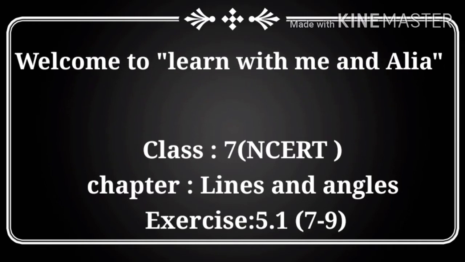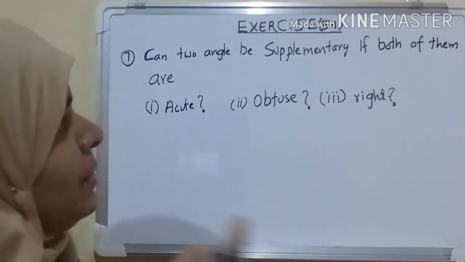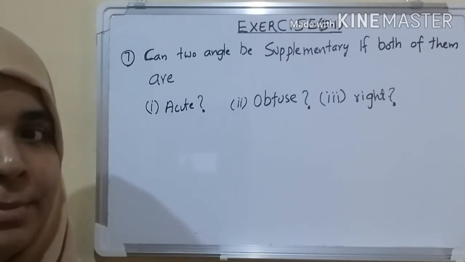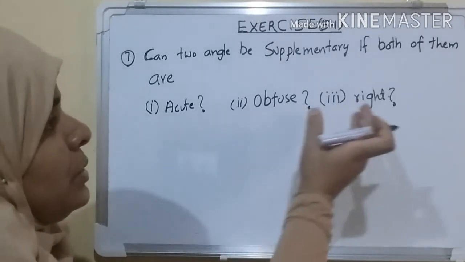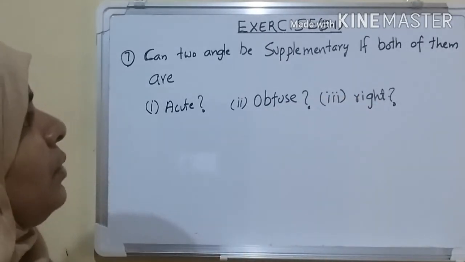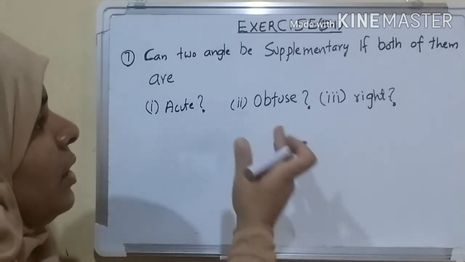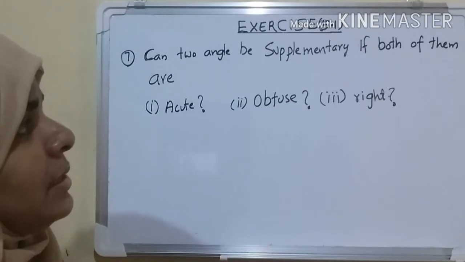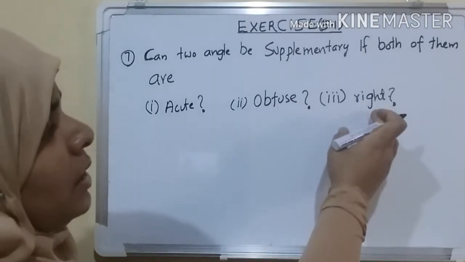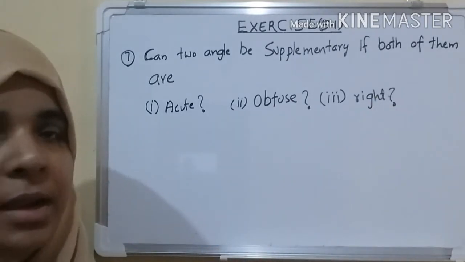Let's start with question number 7. Can two angles be supplementary if both of them are acute, obtuse or right angle? Here we have to tell if two acute angles make a supplementary angle, or if two obtuse angles make a supplementary angle, and if two right angles make a supplementary angle.